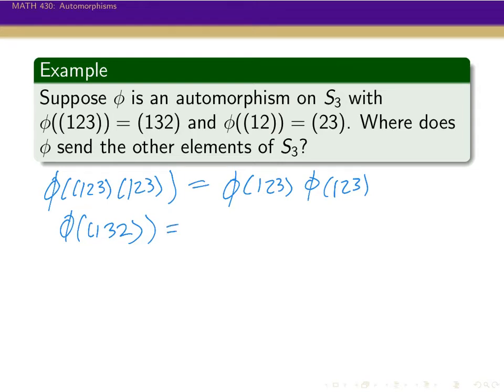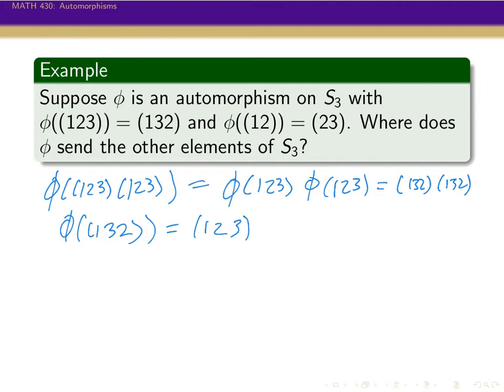On the other hand, this is going to be (1 3 2) applied to itself. And so for (1 3 2), 1 goes to 3, 3 goes to 2. So 1 goes to 2, 2 goes to 1, and 1 goes to 3. And 3 goes to 2, which goes back to 1. So that closes off the cycle. So for this automorphism, the 3-cycle (1 3 2) must be sent to (1 2 3).